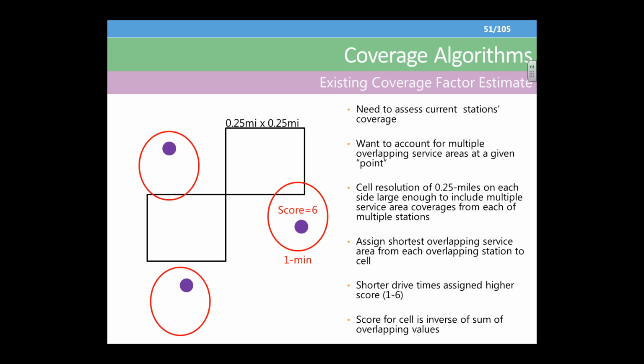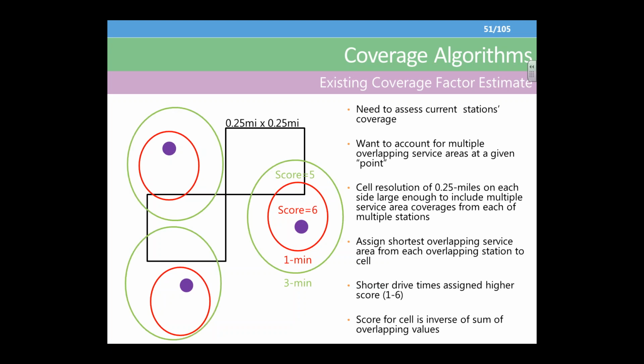So if a 1-minute drive time overlaps a cell from a station, that station contributes a score of 6 to that cell. 3 minutes would be 5, and so on and so forth, all the way down to the 6-minute drive time. You add up all those scores, and then you take the inverse of them. And that gives you your estimate for coverage provided by those stations.